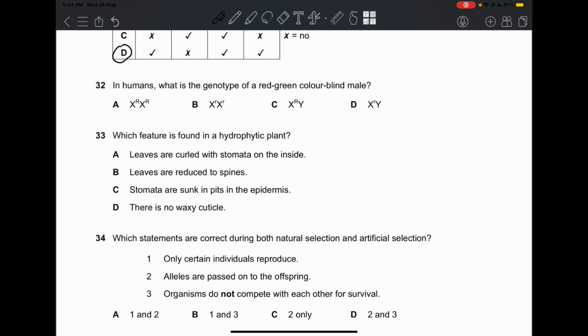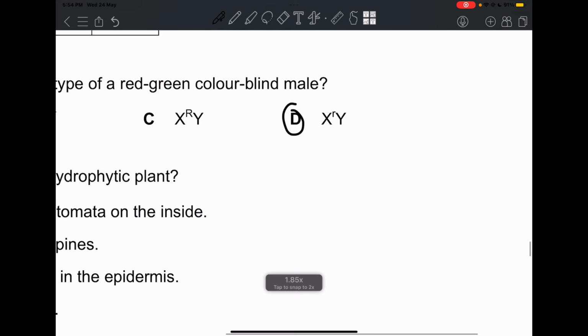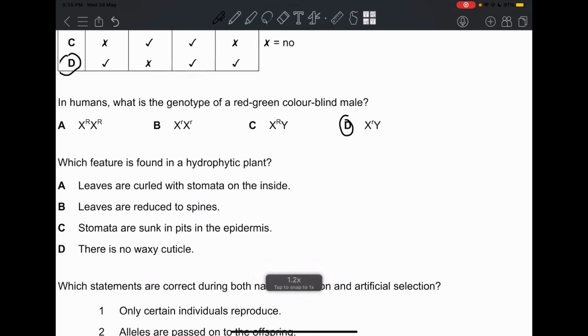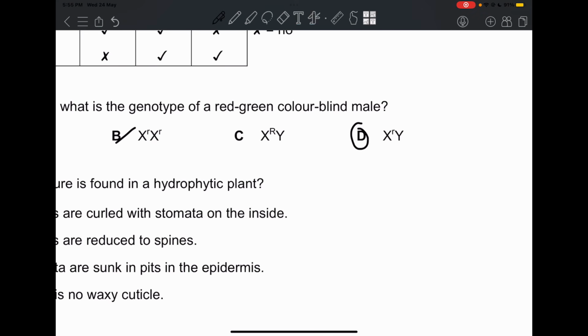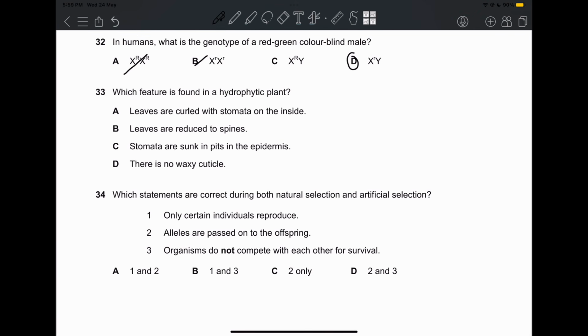In humans, what is the genotype of a red-green colorblind male? Now, this is actually going to be D because it contains the recessive allele on the X chromosome, and we all know that the male doesn't have XX. XX belongs to the females. So, of course, B and A are incorrect. C is incorrect because X^R dominant doesn't have the colorblindness allele. It's only on the recessive over here.